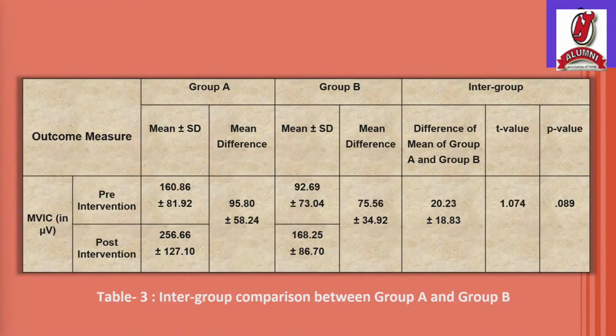This is the between group difference of group A and group B, which suggests that there is no statistically significant difference between both groups because the p-value is more than 0.05.